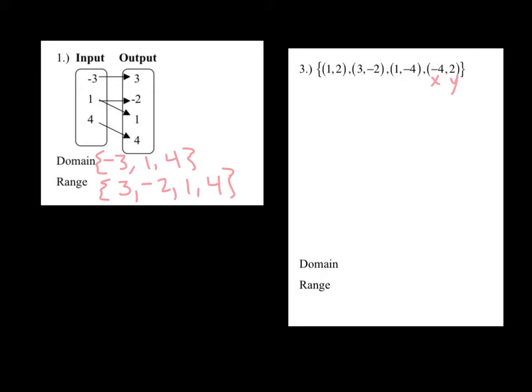So the domain values will be -4, 1, and 3. I just listed them in order from least to greatest. I'm not picky about it. And you don't need to list one twice. If it is there twice, it's fine, but you don't have to list it twice. And then your range values will be -4, -2, and 2. So that's all that there is to it.